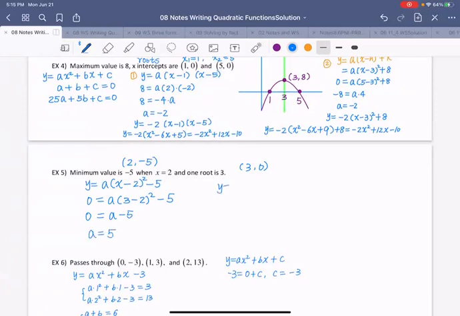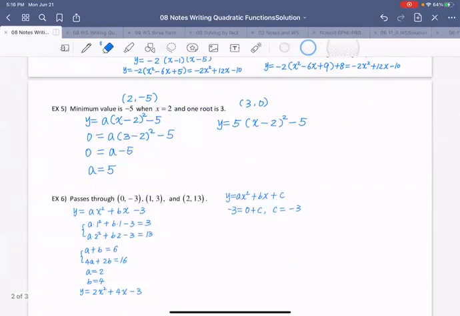So the final answer, y equals? y is equal to 5 times (x minus 2) squared minus 5. Very good. That is beautiful. I like it. You do so well. Thank you, Charles.